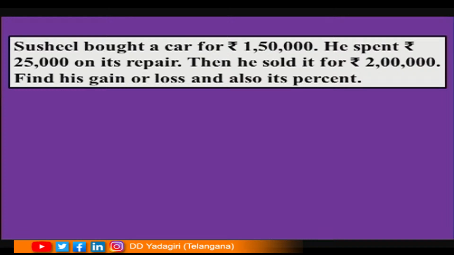Sushil bought a car for 1,50,000 rupees and he spent 25,000 rupees on its repair. Then he sold it for 2 lakh rupees. Find his gain or loss and also its percentage. Now, children, from the question, what did you understand? Before you start solving such problems, read the question carefully, understand and write down what is given and what you need to find out.